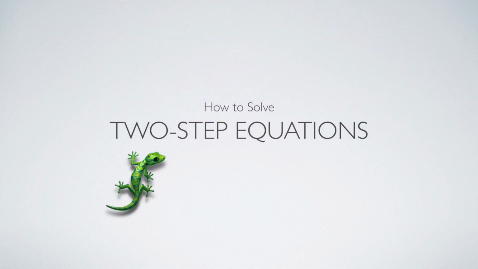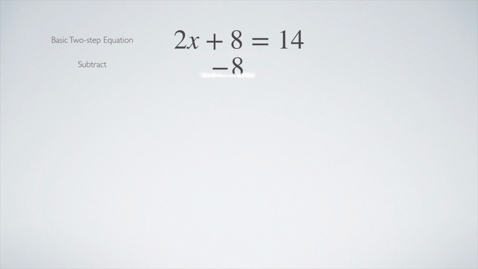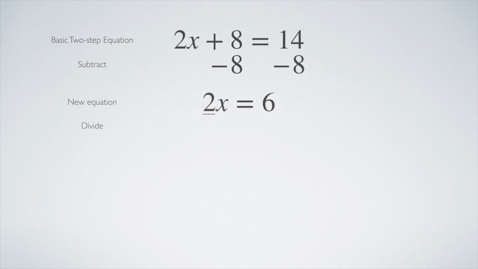How to solve two-step equations. We're going to start with a basic two-step equation. There it is. We'll subtract that 8 from both sides of the equation to start, and we'll always get a new equation after that step. Now to isolate that x, we need to divide by 2, the number that is on the variable, every single time. And we will have solved for x.